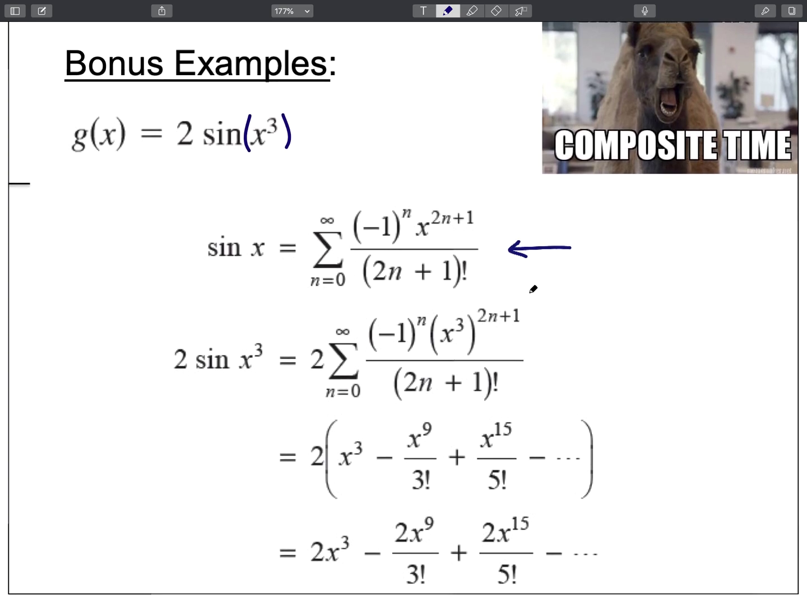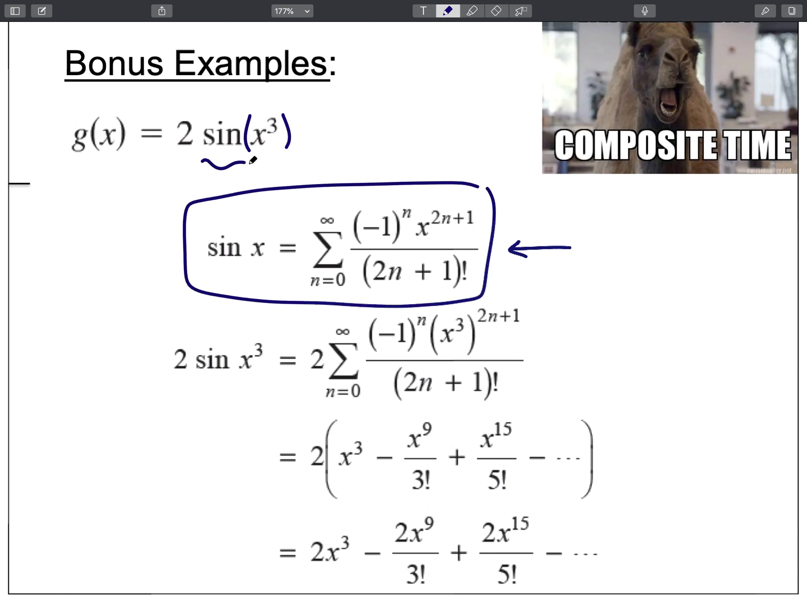And then what I would do after that, once I have all those terms there, is go through and just multiply everything by 2. So I would kind of do it in 2 steps. I would say, okay, I know that sine is odd. Then I would find sine of x cubed by plugging in x cubed for all the x's. Once I have maybe 4 or 5 terms and a generic term listed for that, then I would go back through and just multiply everything by 2.